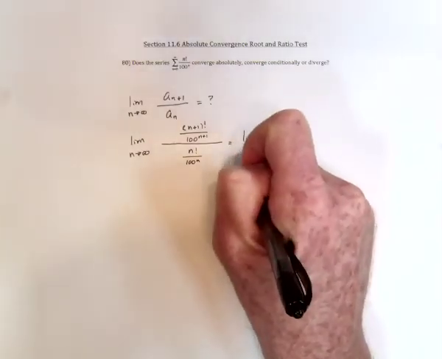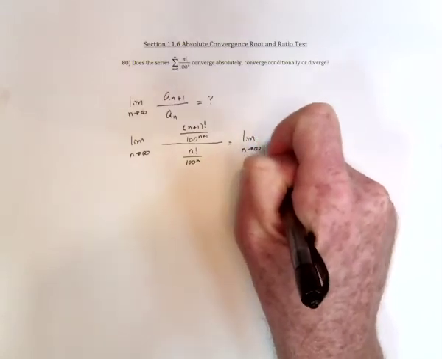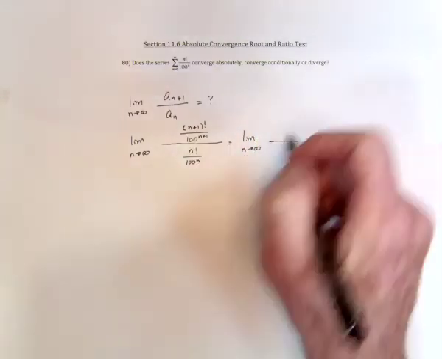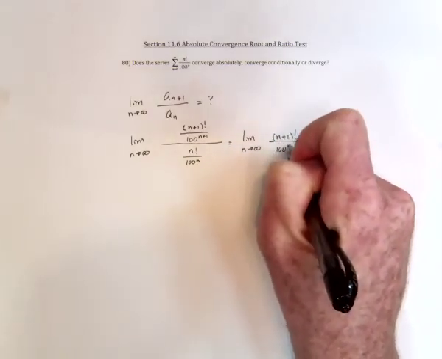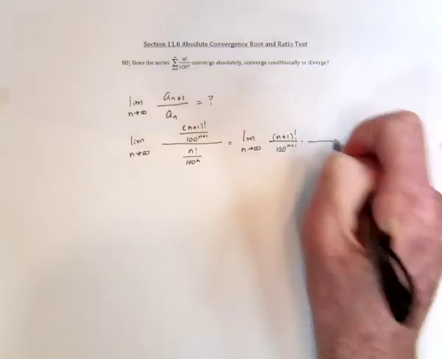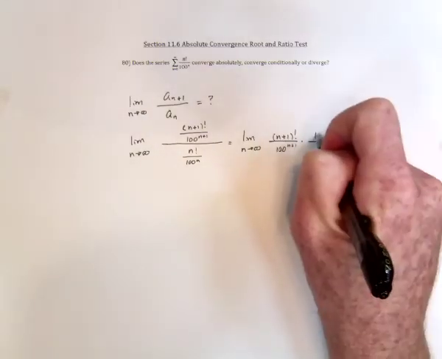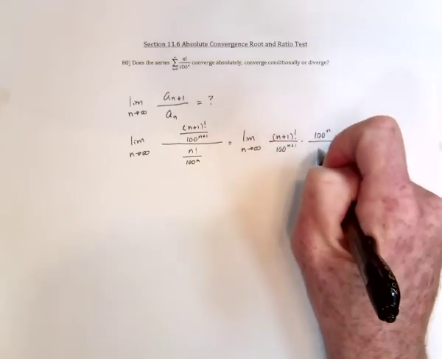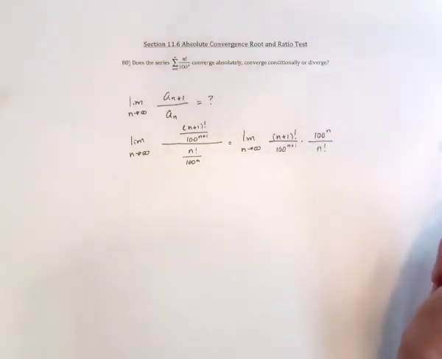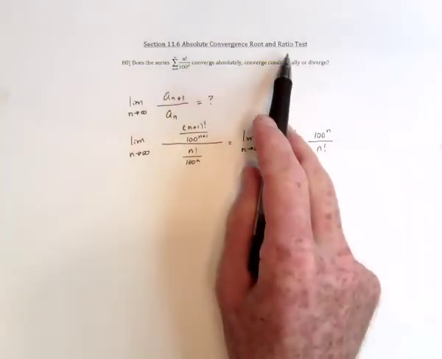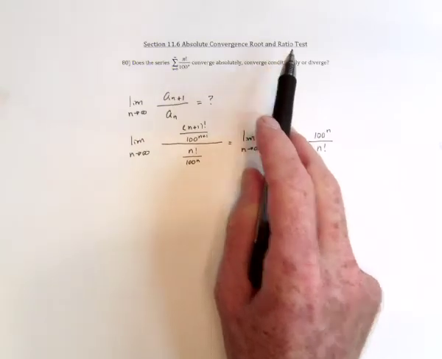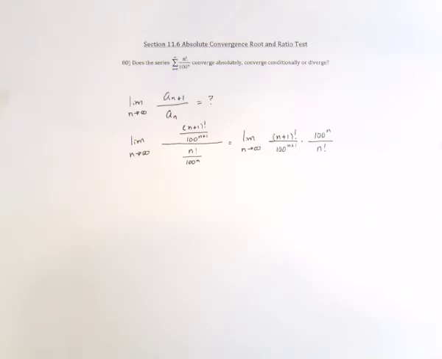So we've got the limit as n goes to infinity. This one would look like n plus 1 factorial over 100 to the n plus 1. And then invert and multiply, so this one becomes 100 to the n, and then n factorial. Series that have factorial, usually you'll end up using the ratio test. Sometimes a comparison test, but you can't integrate n factorial, so you're going to have to use something else. Ratio test usually works out pretty well.